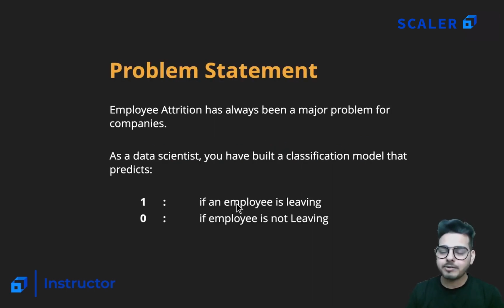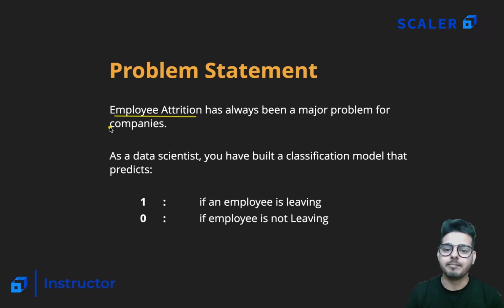So the problem statement is as follows. Employee attrition has always been a major problem for companies. What exactly is employee attrition? It is when an employee decides to leave the company for some reason, maybe because another company is giving a higher salary or package, maybe the employee thinks the learning curve in that other company would be higher, or maybe the new office is nearer to where he lives.